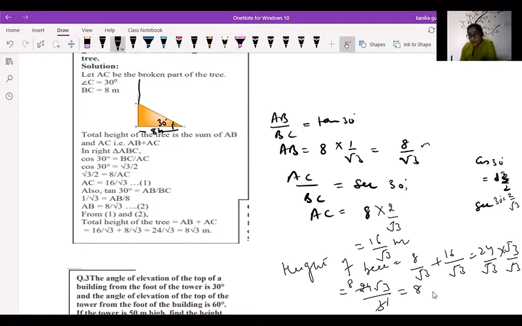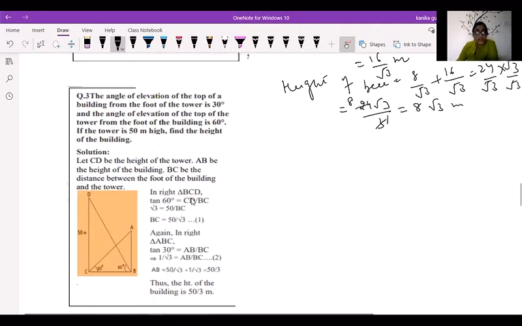So you get 8 under root 3 meter. That is the height of the tree. Now the next question is: the angle of elevation of the top of the building from the foot of the tower is 30 degrees, and the angle of elevation of the top of the tower from the foot of the building is 60 degrees. If the tower is 50 meters high, then find the height of the building.